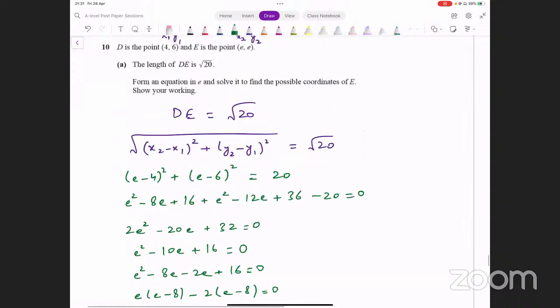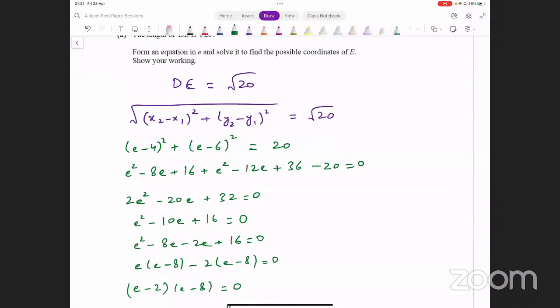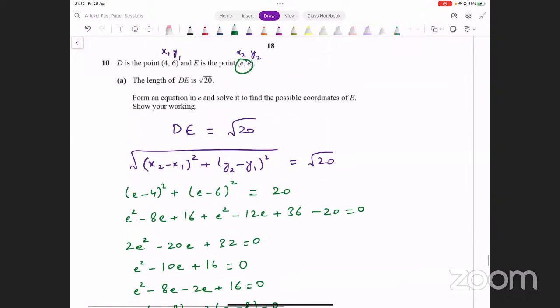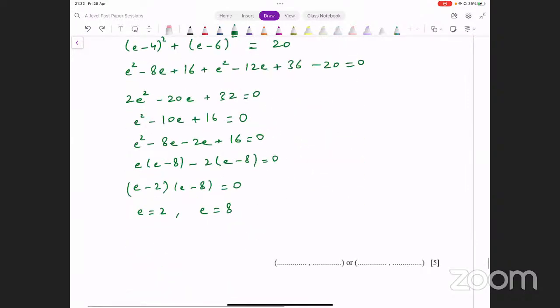अच्छा, उसको ऊपर क्या कहा था? Form an equation in e and find the possible coordinates of E. Possible coordinates का मतलब है it is likely कि आपके पास एक से ज्यादा possibilities आ जाएं. दो values आ रही हैं e की, coordinates E के क्या हैं? e and e. तो एक, सर यहाँ पे उसने clearly यहाँ पे mention भी कर दिया, दो spaces दे रही हैं. एक possibility क्या हो सकती है?